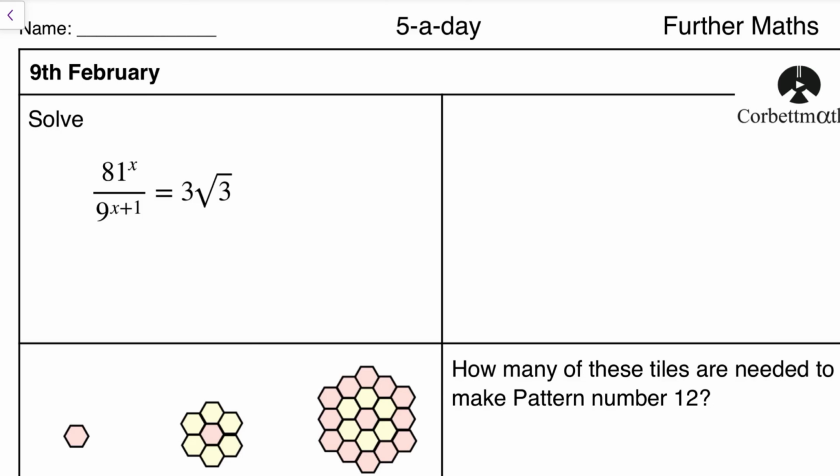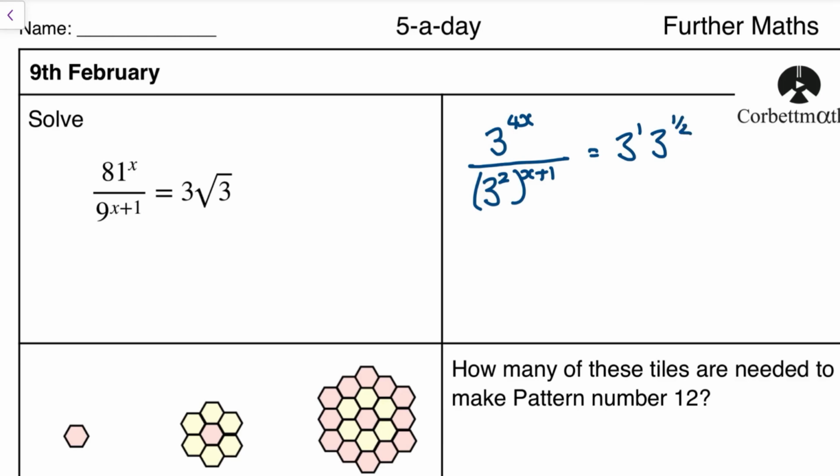So 81 is the same as 9 squared, so therefore it's going to be 3 to the power of 4, and then that's to the power of x, so it's 3 to the power of 4x. 9 is the same as 3 squared, so I can say this is the same as 3 squared, and then x plus 1, and then 3. Now this is the bit that everyone gets wrong. So 3 is the same as 3 to the power of 1, and 3 square rooted is 3 to the power of a half. So let's tidy all these things up now.